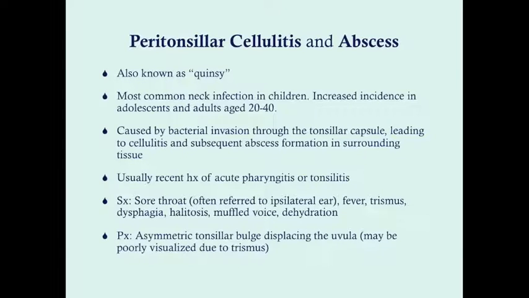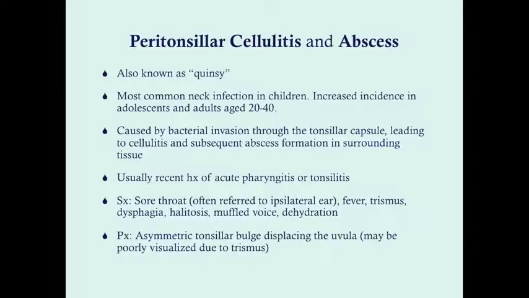All right, the last one here is peritonsillar cellulitis and abscess. It starts as cellulitis, generally from there it goes on to abscess. This is also known as quinsy. That's sort of the old-fashioned name for it. Most common neck infection in children. There's an increased incidence in adolescents and then in adults aged 20 to 40. So this is something you can see in a variety of patients, not just kids.